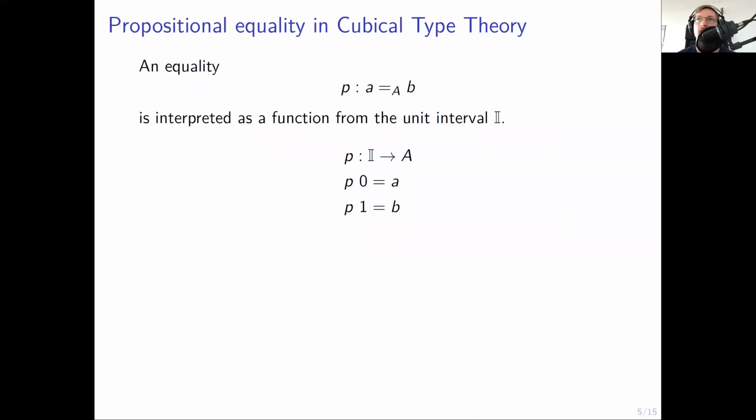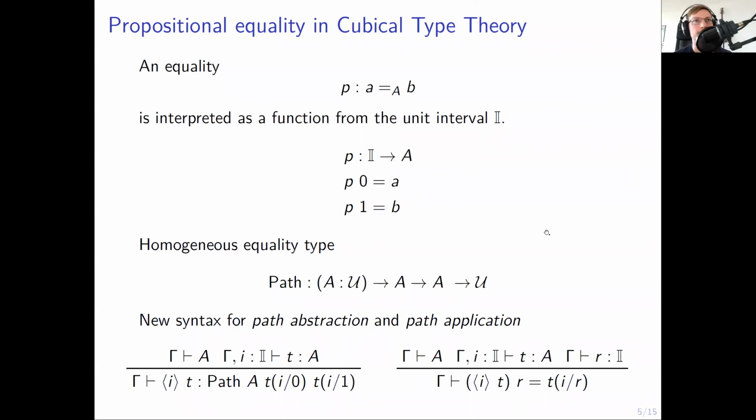The idea is that we treat equality as a function from this unit interval type into some type A. The endpoints of the unit interval will correspond to the terms in the equality. To be able to include the endpoints in the type, we introduce this path type, which we will use as our equality. We also introduce two special case lambda abstractions just for this interval, path abstraction and path application. So these are introduced into the type theory.